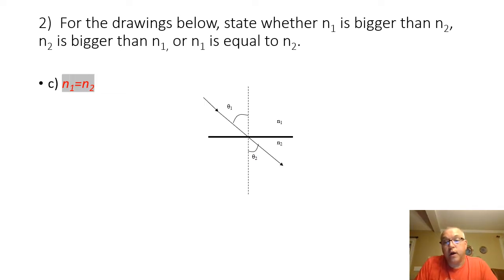And now for our third diagram, we can see that the angle that my ray is traveling on doesn't change. The angle of incidence, theta 1, is the same as my angle of refraction, theta 2. Because my angle doesn't change, that tells me that my index of refraction has to be the same for both mediums. So I know N1 has to equal N2.